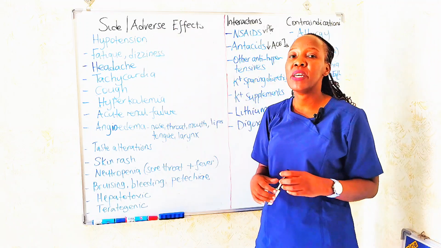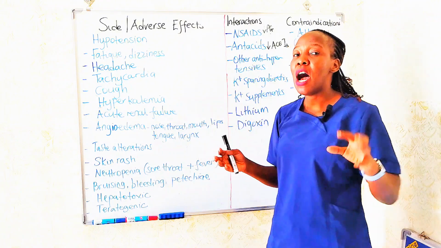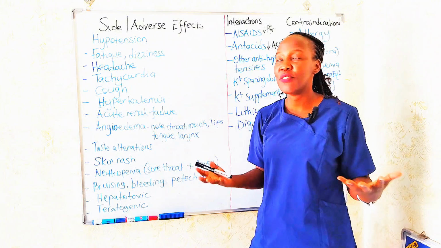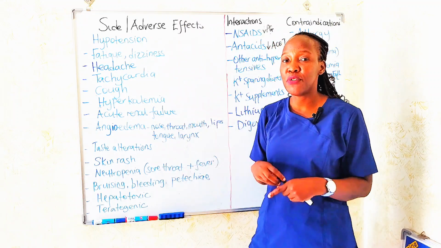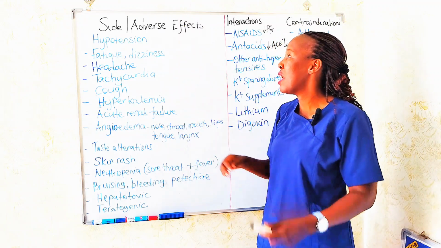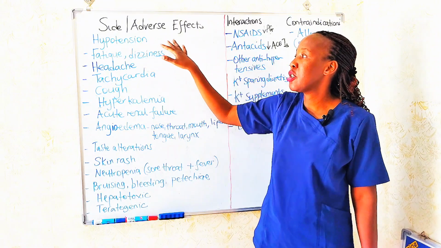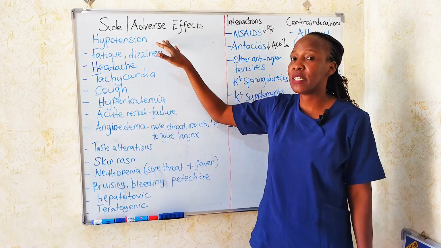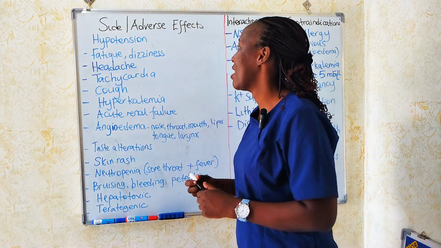And this will be more seen in clients who are already on other antihypertensives because there's going to be that additive effect. It's also going to be seen among clients who have low salt level or low sodium level, and then even in some clients with heart failure. So hypotension is one of those, and that usually puts a client at risk for orthostatic hypotension, which is a safety thing in the NCLEX exam.